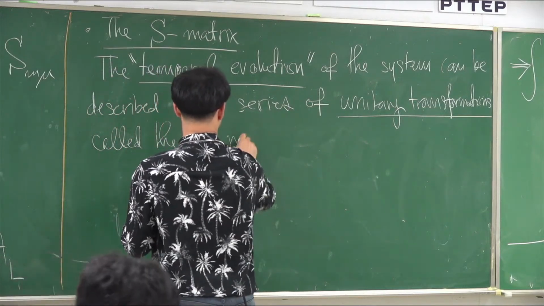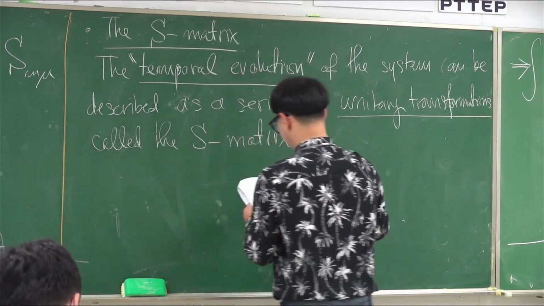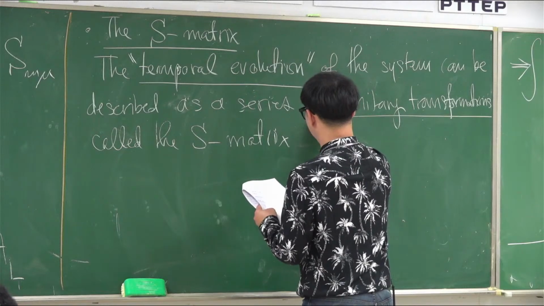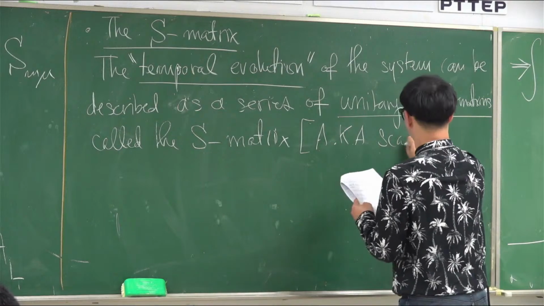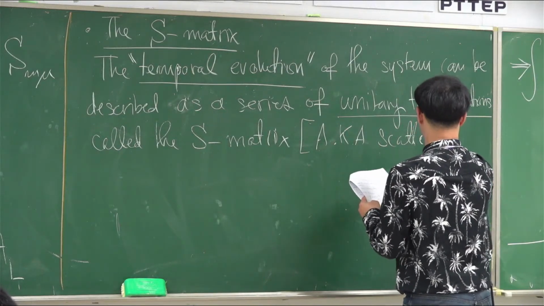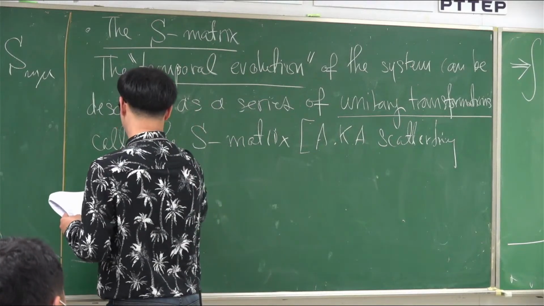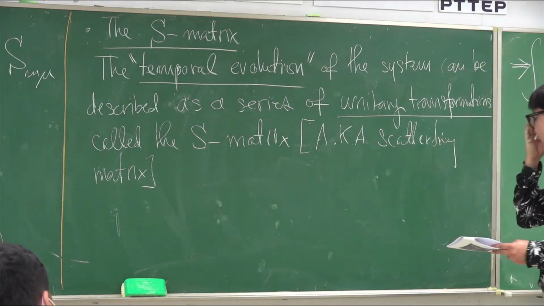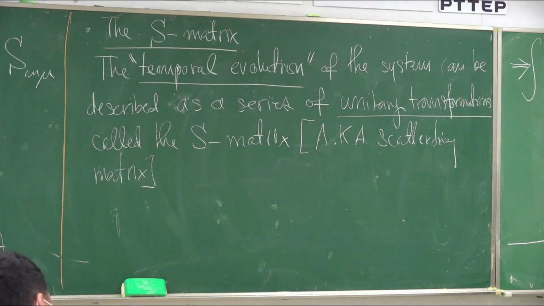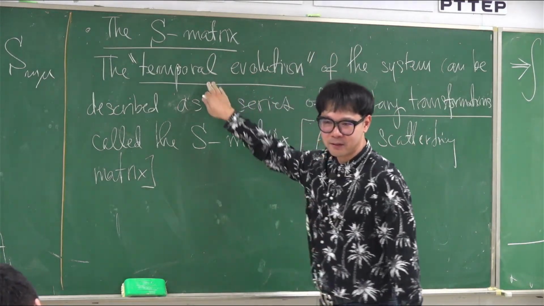Called the S matrix, or scattering matrix, probably. But we're going to look at the scattering matrix later on in more detail. But this is kind of look at on this temporal side first.